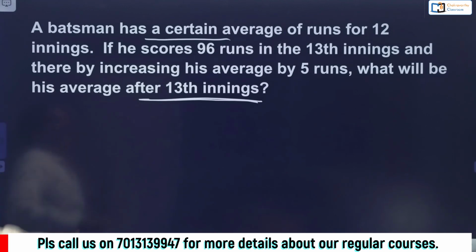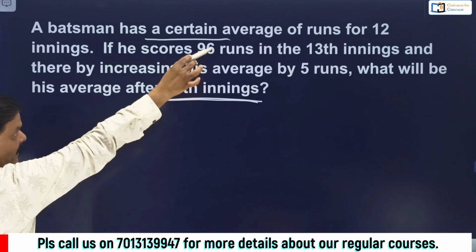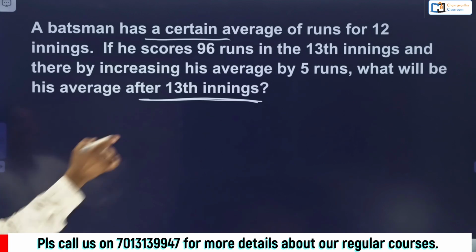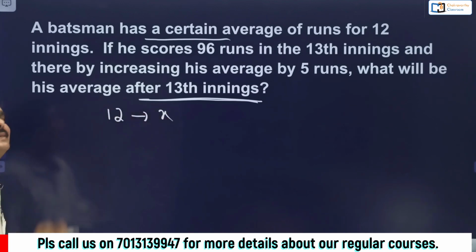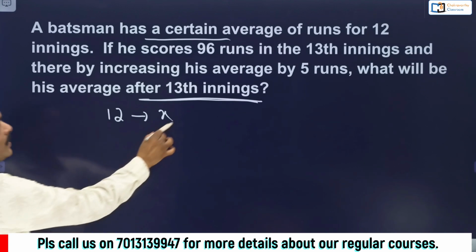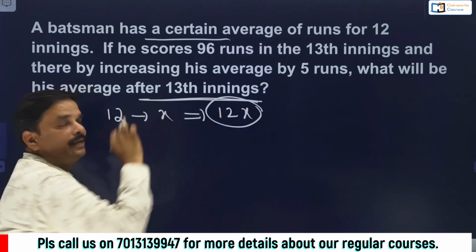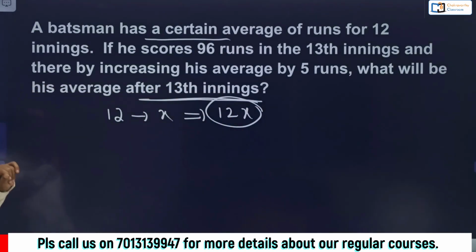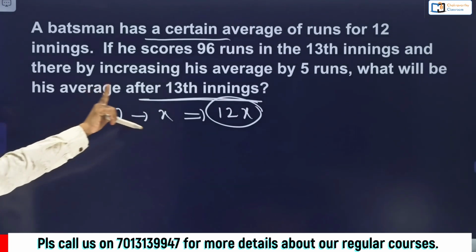Okay, what is it with simple algebra? Students, you take the initial average. The batsman has a certain average of runs for 12 innings. You take the average of 12 innings as x runs. Then the total is equal to 12 into x. Total runs in 12 innings, 12 into x. Then, if he scores 96 runs in the 13th innings, thereby increasing his average by 5 runs.